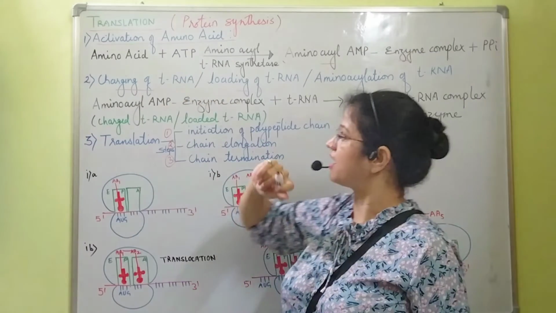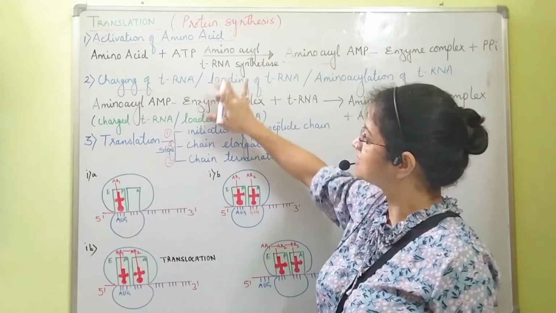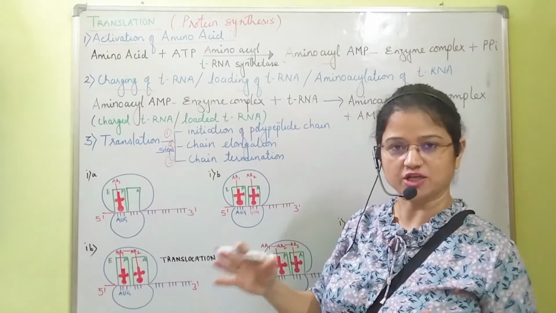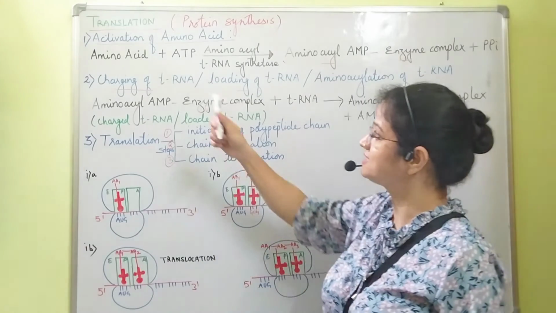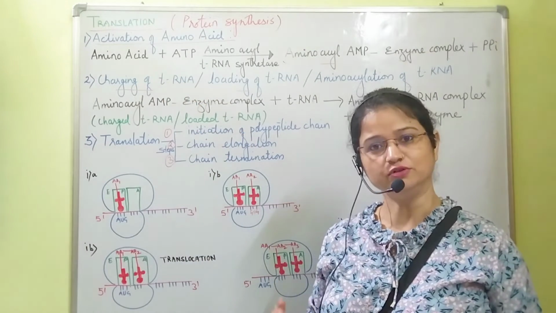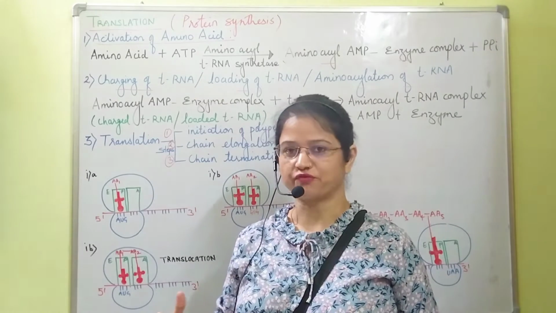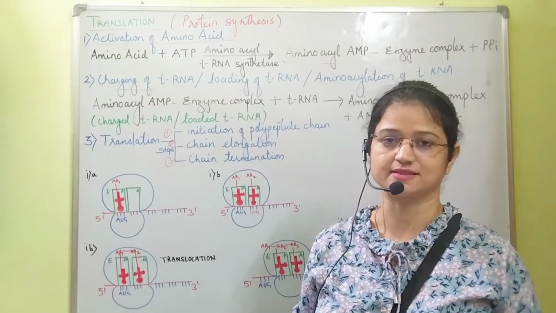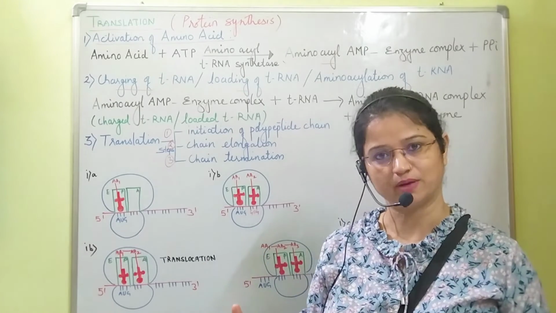The 3 steps are: the first one is activation of amino acid, second is charging of tRNA, and the third step is the actual translation process. First of all, we will discuss the very first step, that is activation of amino acid. We know that there are 20 different types of amino acids required for protein synthesis. These amino acids are present in the cytoplasm.